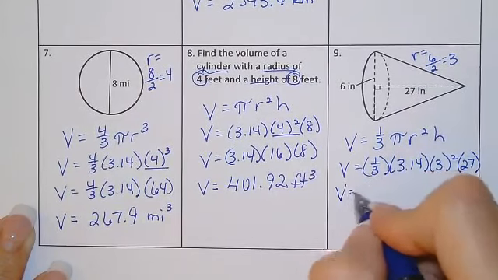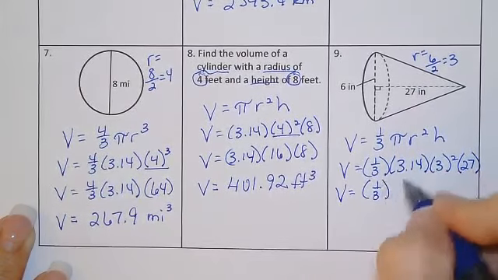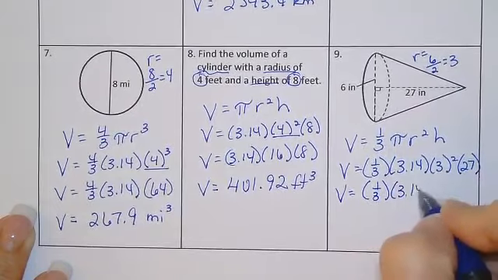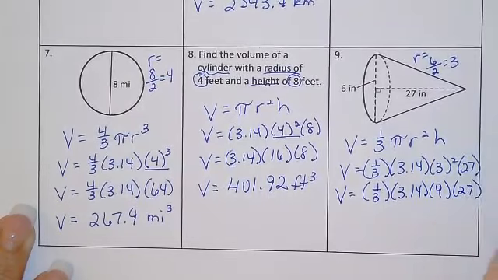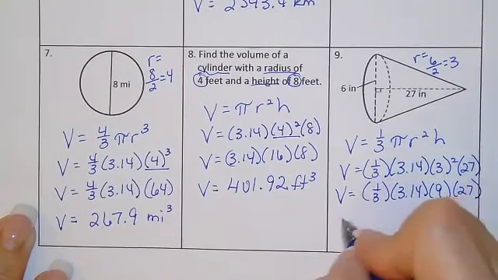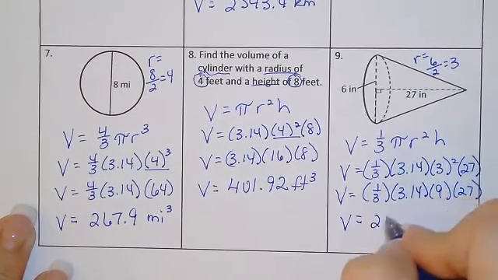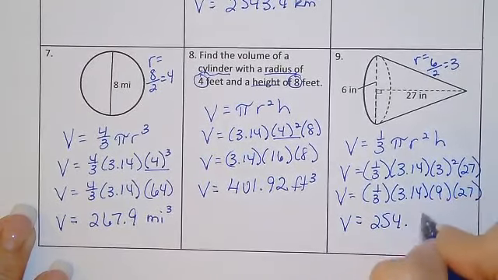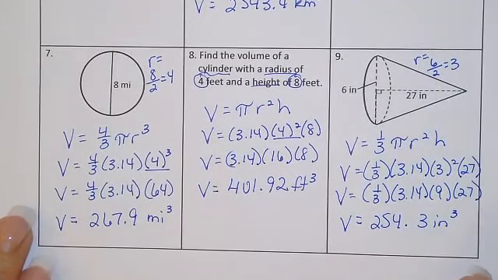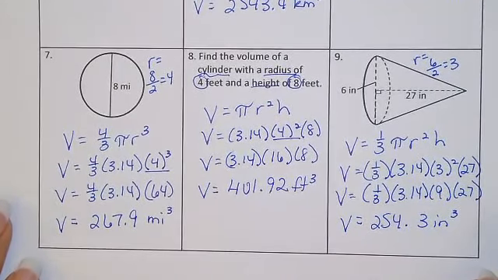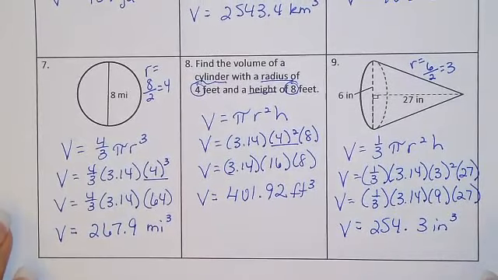Okay, let's take care of that exponent. 3 times 3 is 9. And now I'm going to multiply these and divide by 3. And I get 254.3 inches cubed. So that is how you use formulas to find the volume of cylinders, cones, and spheres.